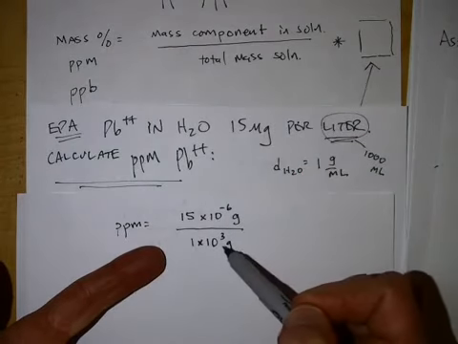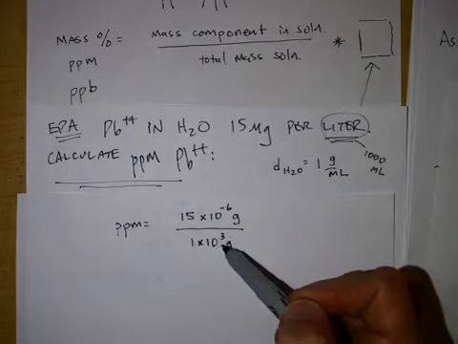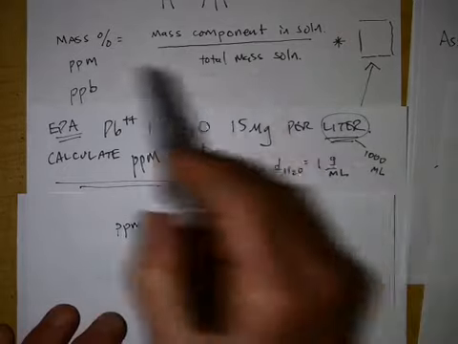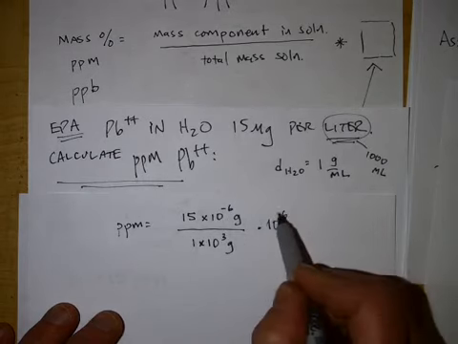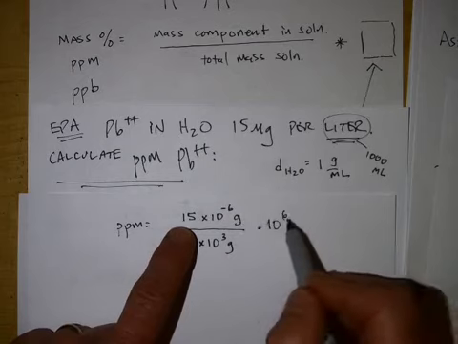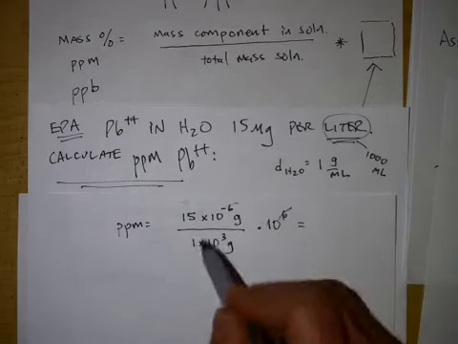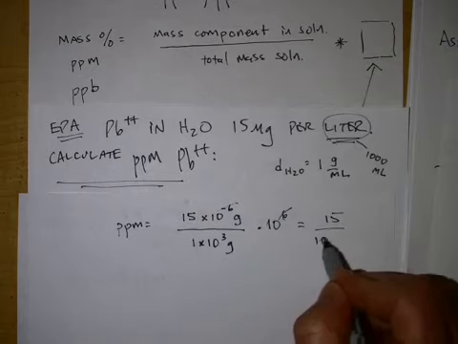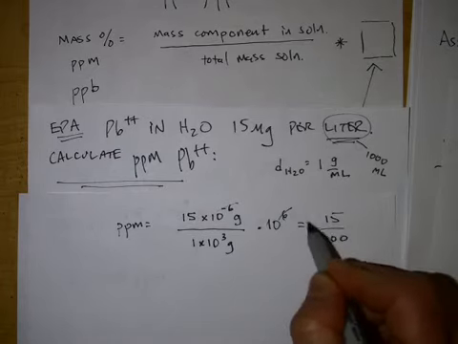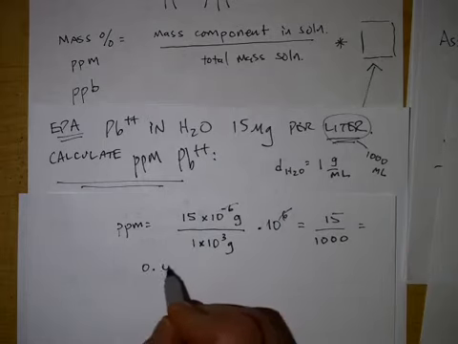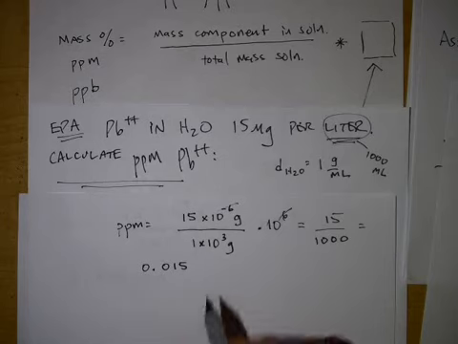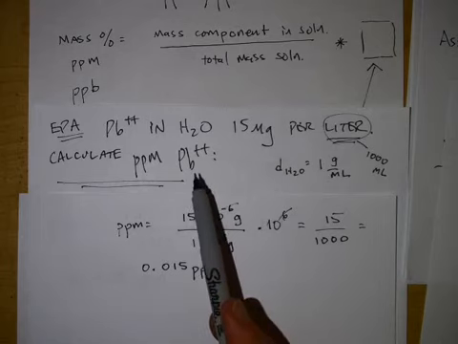So mass of component divided by mass of the total solution, and then multiply that by, well, it's parts per million, so it's going to be times 10 to the 6th. If you're multiplying two things together, what do you do with their exponents? Add them. 10 to the 6th go away. So it's 15 divided by 1,000. This just means move it 3 places to the left because I'm dividing by 1,000. 3 zeros. So I end up with 0.015 parts per million.